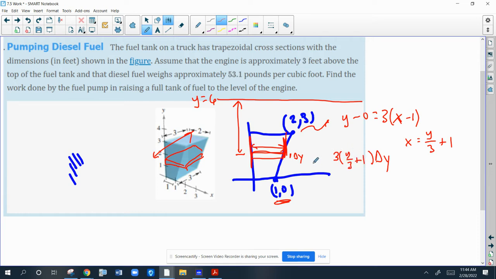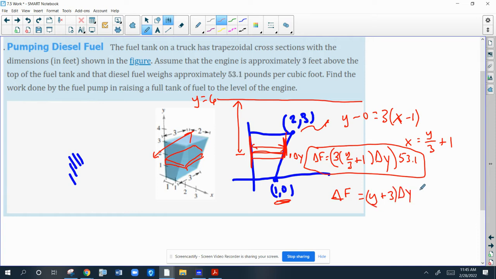If I multiply this by the weight density of this fuel, which is 53.1, I have the force. So hopefully that's not too hard to read, too messy. One thing I'm going to do is multiply that 3 through, because it looks like it's going to simplify things a little bit. So y plus 3 times delta y times 53.1.